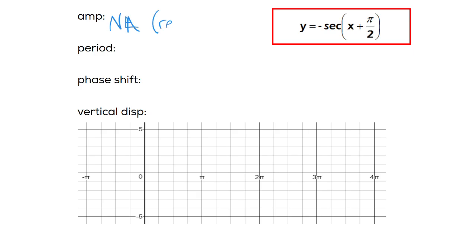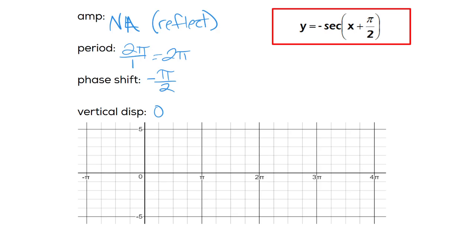However, there is a reflection going on in this one because there's a negative there. I'm not going to pull out the b value because there isn't one, making the period be 2 pi over 1, or just 2 pi. And phase shift looks like it's going to have a negative pi over 2 for a phase shift. And there is no vertical displacement on this graph.